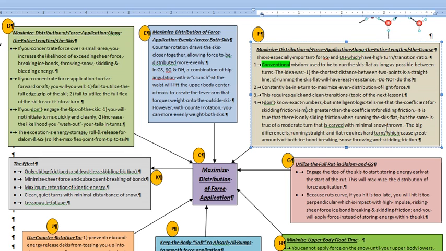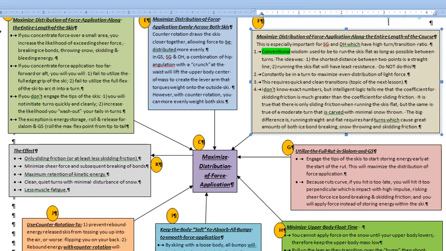So the big difference is running straight and flat requires hard turns that cause great amounts of ice bond breaking, snow throwing, and skidding friction.